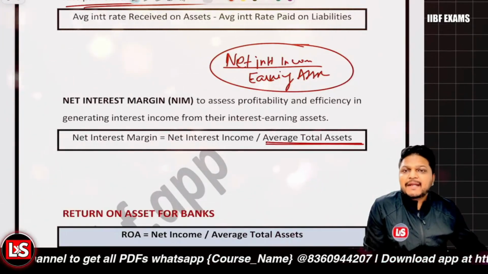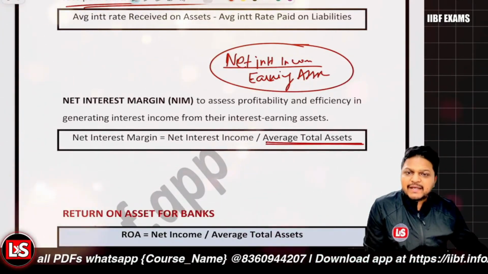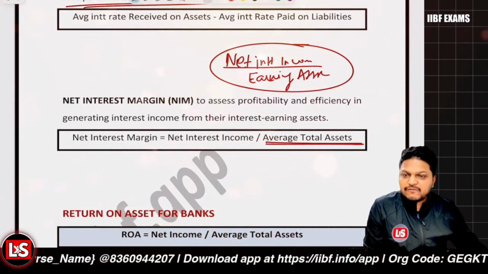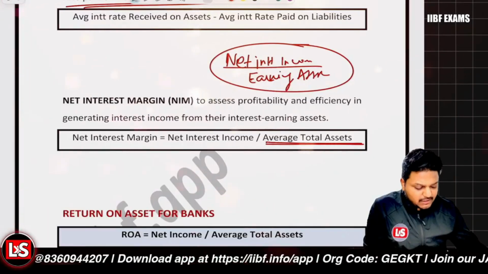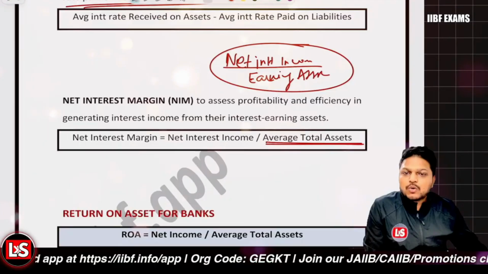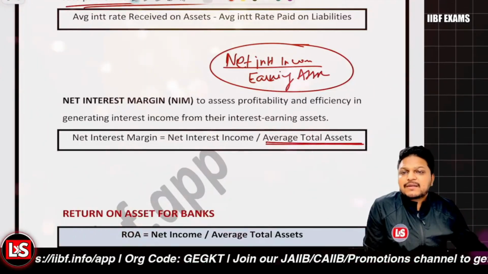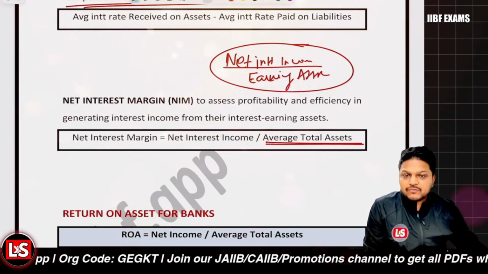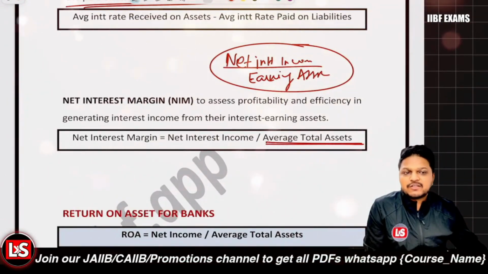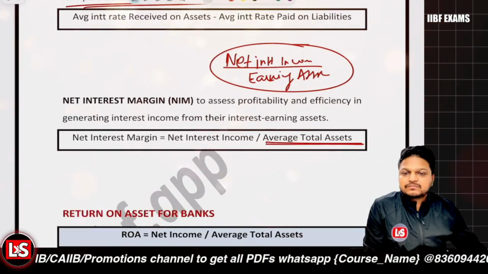So the higher the NIM, what does that indicate? A higher NIM means efficient asset utilization. If NIM is higher, it means the utilization is better. But if NIM is lower, it means a narrow interest spread or a higher funding cost is there. Clear?